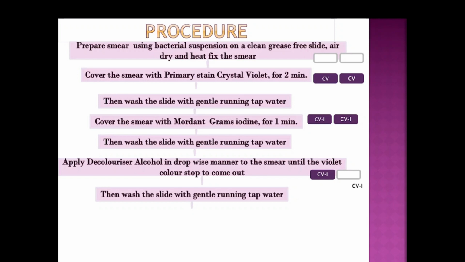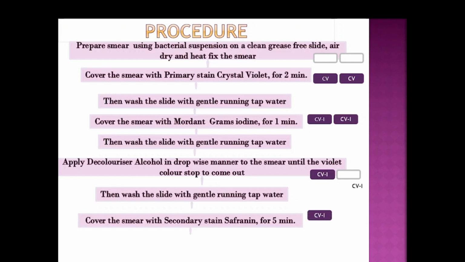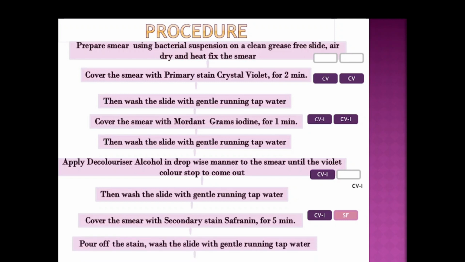After decolorization treatment, again we have to wash the slide with gentle running tap water and cover the smear with secondary stain safranin for 5 minutes. At this stage, your gram positive cells appear violet in color. On the other hand, if gram negative cells are there, they take up the stain safranin and appear pink in color.